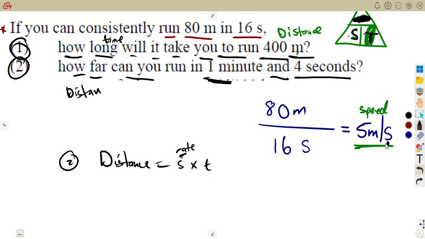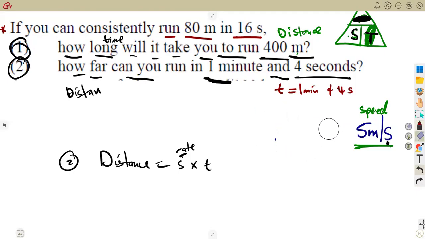Per second, this time must be in seconds. Our time we are given is 1 minute and 4 seconds. So it must be in seconds because this is meters per each second. Remember, 1 minute is equal to what? 1 minute is equal to 60 seconds. So we are going to simply add 60 plus 4, which is 64. So you're going to have 64 seconds. This is our total time. All right. Change this to seconds. So we have the time.